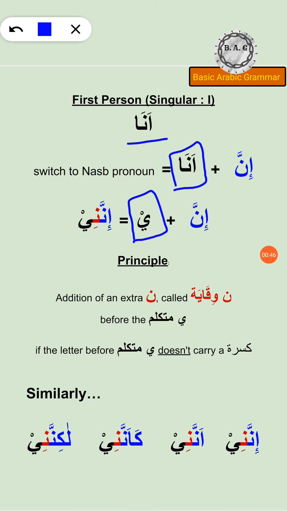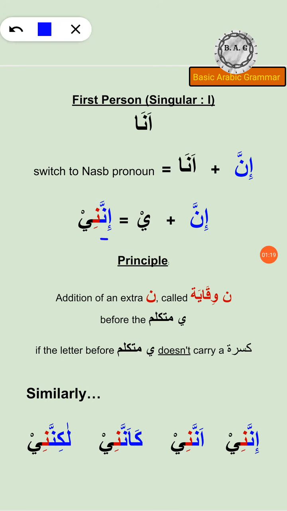However, if you combine these two, it would become innai. Technically that's what it should become. It doesn't really make any sense. So in situations where the ya mutakallim is not preceded with a letter that carries kasra, we do a little addition of this extra noon. Okay, and then we add ya mutakallim. Let me show it to you.